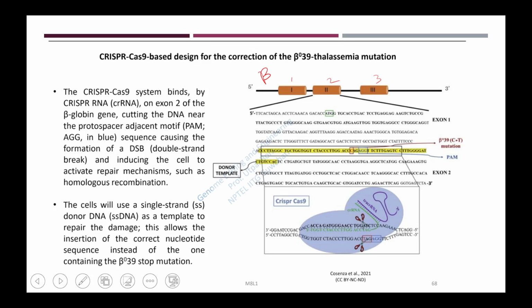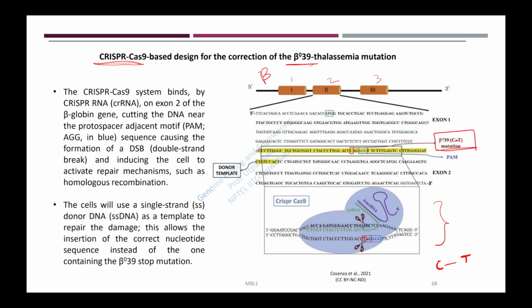So a similar approach here I am showing is a CRISPR-Cas9 based approach for the correction of the beta thalassemia mutation. Okay. So here you can see this is the faulty locus where this is a beta 039 mutation, a C to T mutation. Okay. So here you can see it has changed from C to T. The nucleotide has changed from C to T.